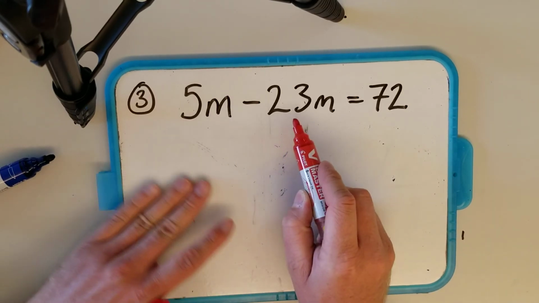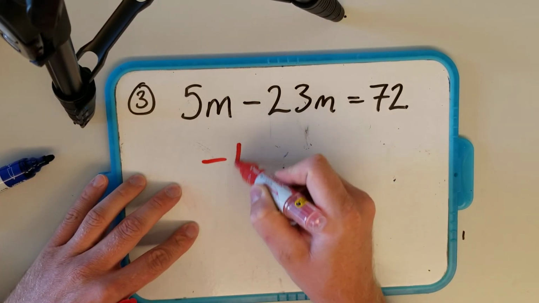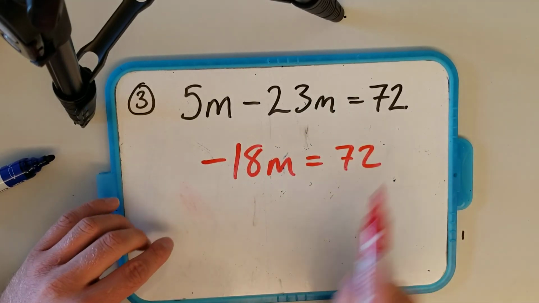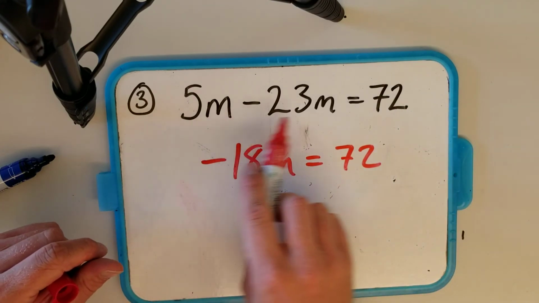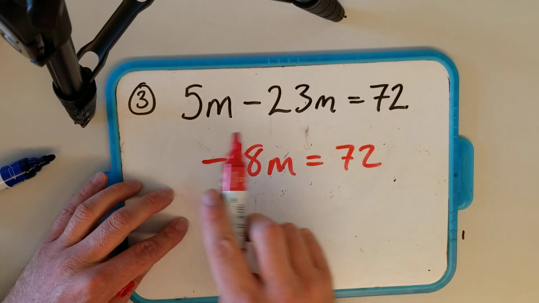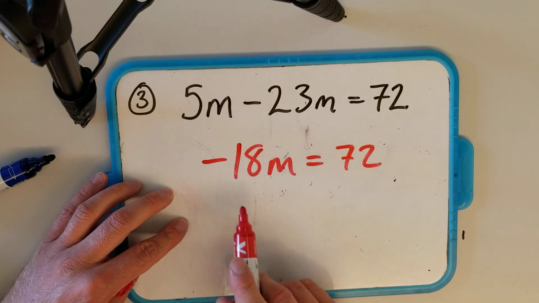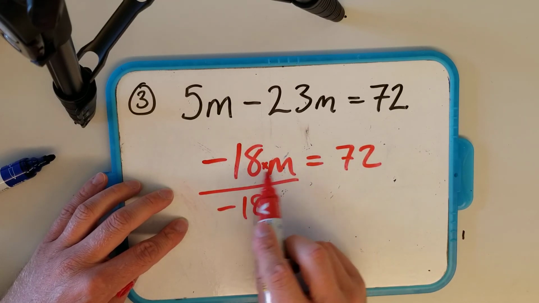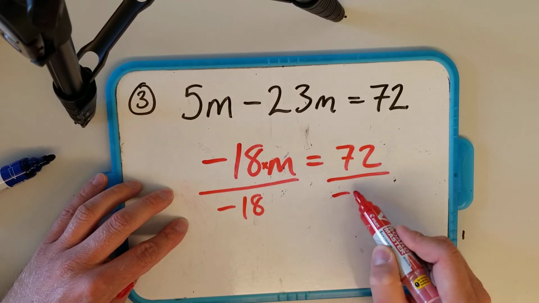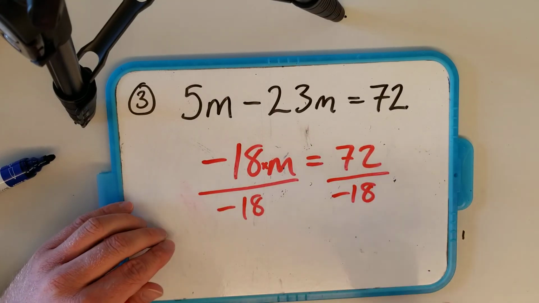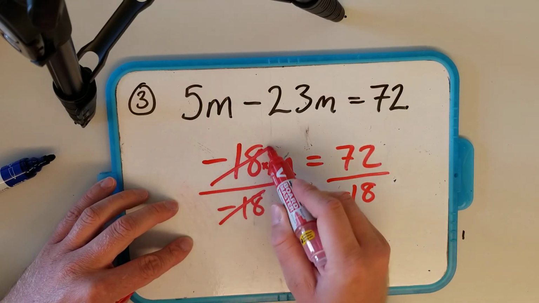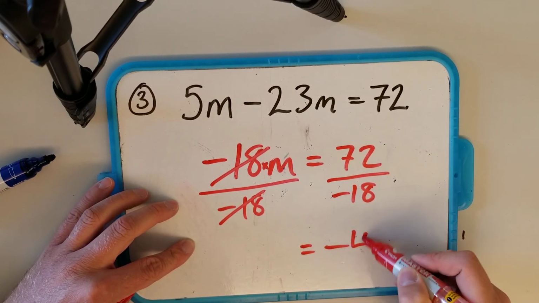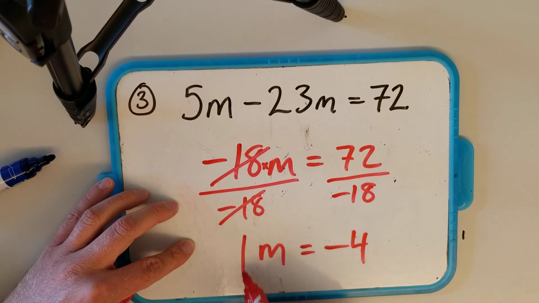So 5m minus 23m gives me minus 18m, okay, which is equal to 72. We don't change this piece on the end. We just simplify the like terms here. 5 minus 23 is negative 18. And if we do division by negative 18, because there's a multiplication happening here, dividing both sides by negative 18, this is getting a lot harder than before. These two cancel out, but 72 divided by negative 18 is going to give me negative 4. So m is equal to negative 4.